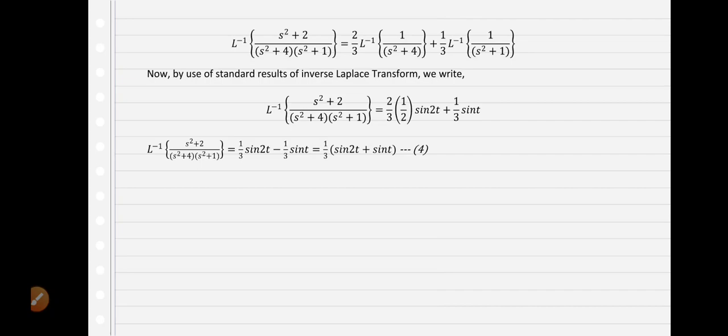But this is not our final answer. It is to be considered with the solution 1. So from 1 and 4 we get the final answer as L inverse of f bar of s, the original function f bar of s, equal to e raised to minus t and this latest result number 4. So e raised to minus t into 1 by 3 into (sine 2t plus sine t). This is the final answer.